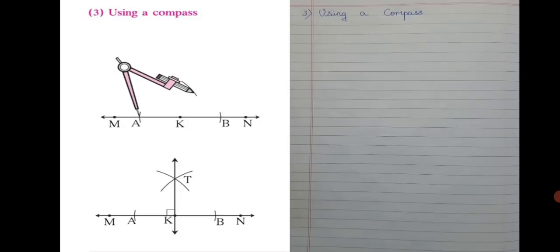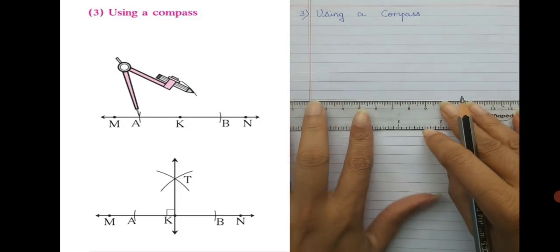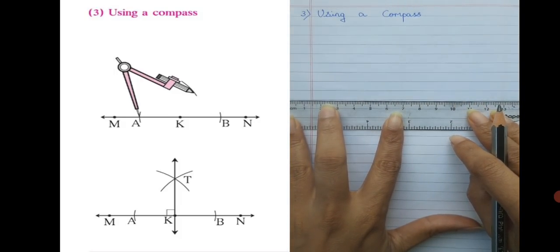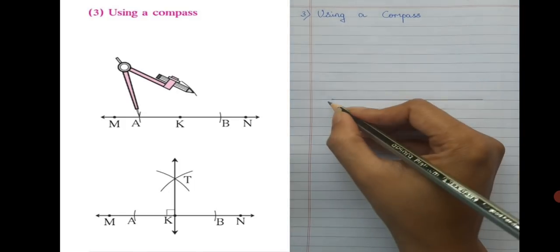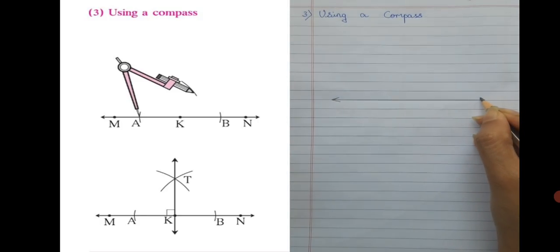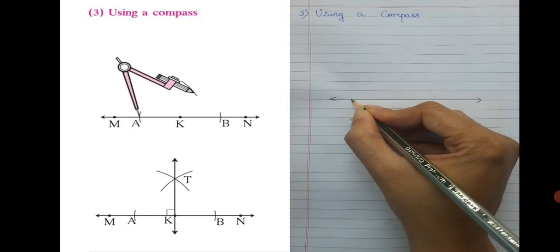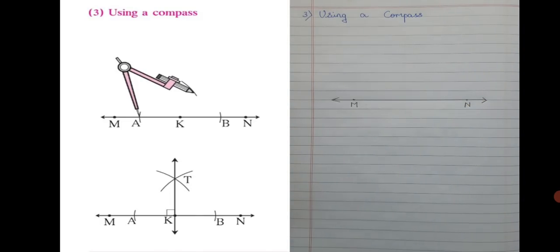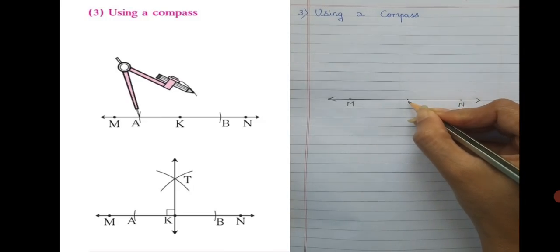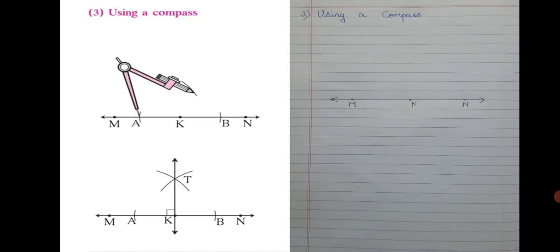So here we have line MN and point K is on the line. So let's draw one line, a straight line with the help of a scale and a pencil. Mark the endpoints with arrows. Ends are marked with arrows, not points. And we name the line as line MN. We take a point K which is on the line. So anywhere on the line you can take point K. So first thing we draw line MN, then take point K anywhere on the line.